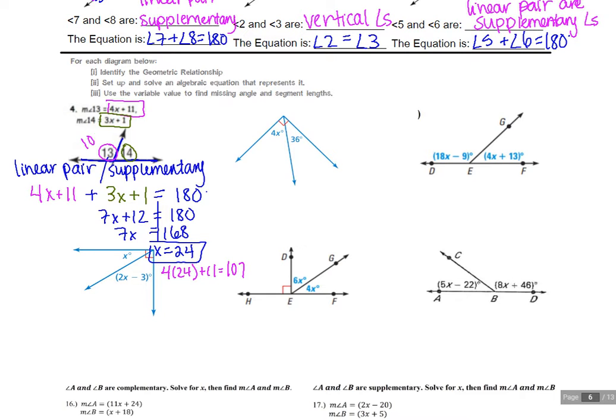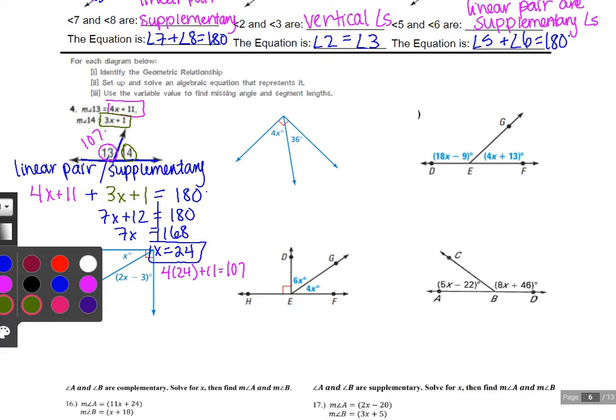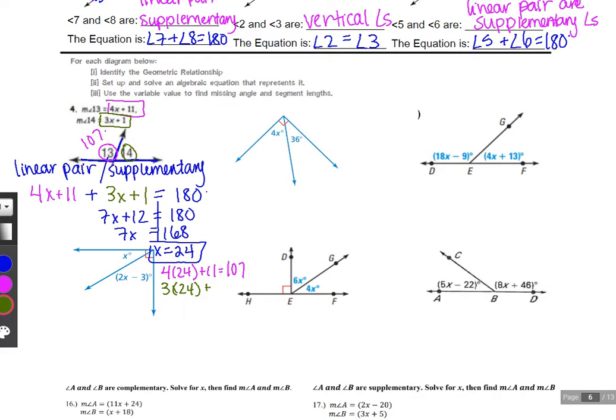And then measure of angle 14 was 3x plus 1, so I'm plugging in 24. So when I substitute in for x, I should get 3 times 24 plus 1 is 73. And then something that I should be thinking about to double check is, do these angles equal 180? So when I add these together, I do get 180, which means that my algebra checks out and that this all makes sense.